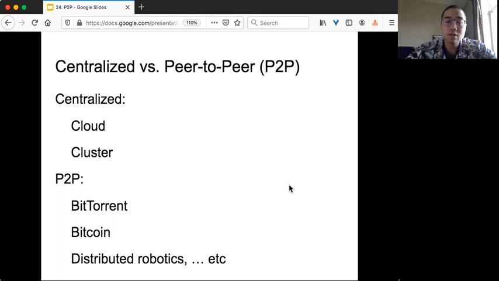But peer-to-peer is very different. There's not really a notion of a server. You have data distributed among different peers, different nodes. Some applications are well known, such as BitTorrent, and especially cryptocurrency. Most of them are based on peer-to-peer design. And if you think about distributed robots, those are all based on peer-to-peer design too.